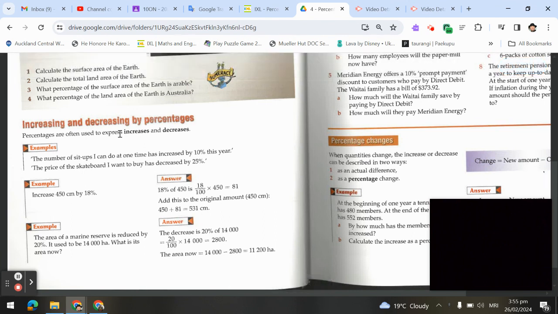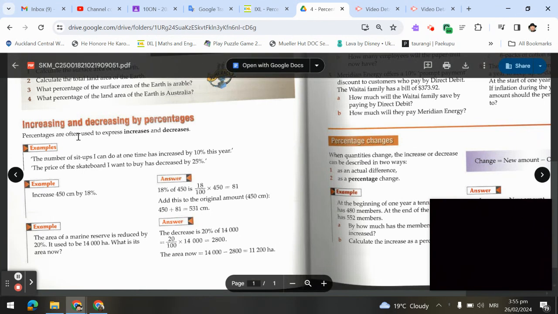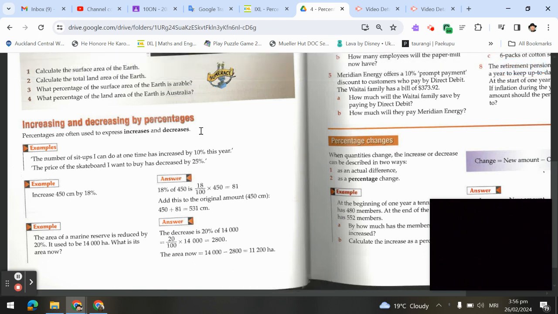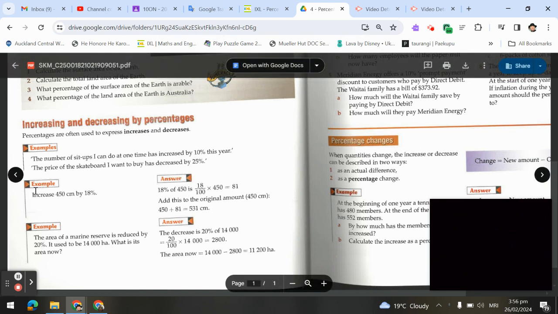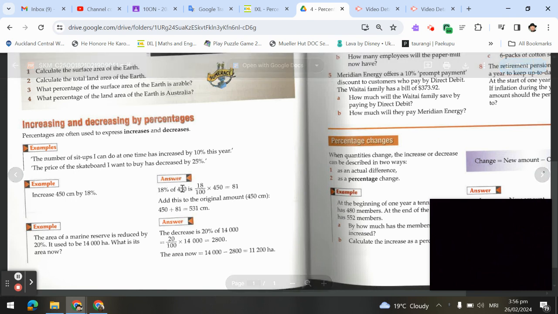In this video lesson, we're going to be talking about increasing and decreasing by a percentage, as well as percentage changes. Percentages are often used to express increases and decreases in an amount. For example, if you want to increase 450 centimeters by 18%, if we think back to our last video lesson, we talked about finding the percentage of an amount. So if you want to increase 450 centimeters by 18%, first find 18% of 450.